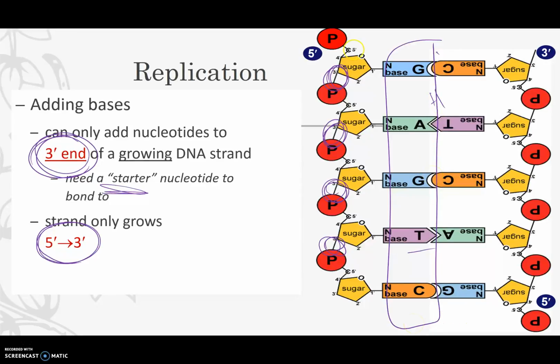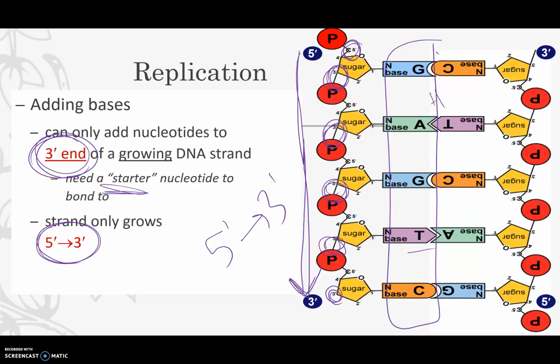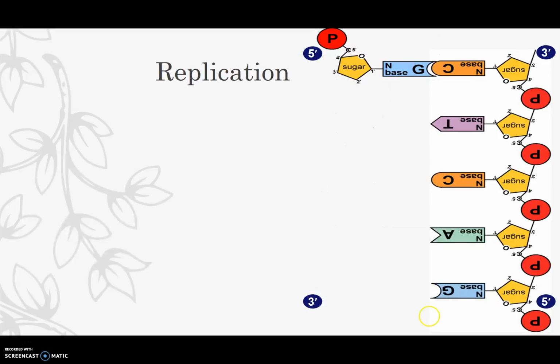Now, what we've also noticed is here's the 5' and here's the 3'. So what we have is we've actually built this DNA from 5' to 3'. That's the direction we built it in. We say this DNA molecule was built in the 5' to 3' direction.